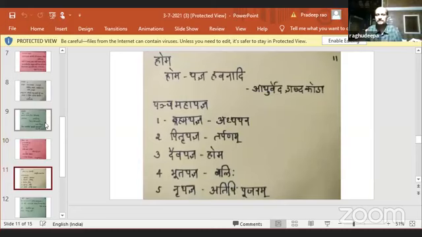And homa yajna havanadi is the worshipping or offering of samidha, the sticks of various herbal origin. That is called homa or yajna, and it is also called havana. That is one meaning as told in the Ayurveda Shabdakosha.